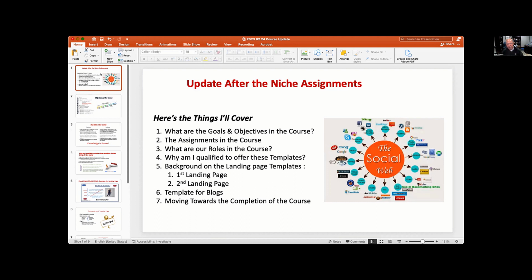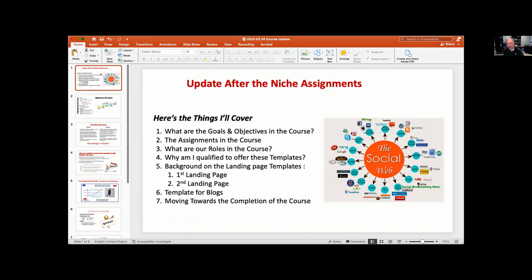So here are the things I'll cover today as we get very close to the end of the course. Let's go back and review the goals and objectives of the course. Let's look at the assignments that we had scheduled for the course. We'll look at our roles. What's my role as a professor? What's your role as a student?